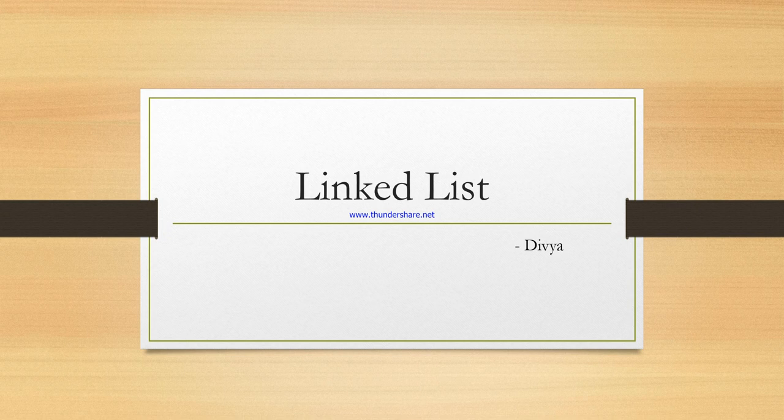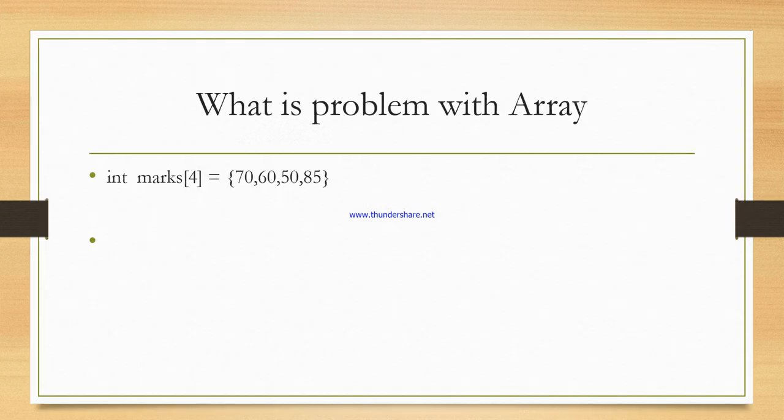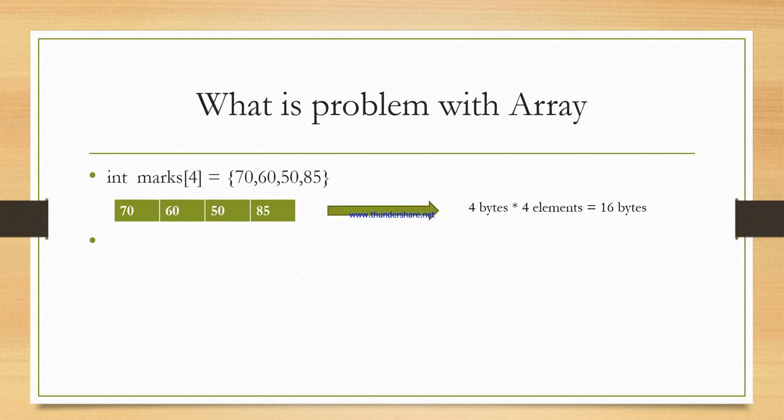Then what is the problem with an array data structure? In this slide, I declared an integer array called marks with values 70, 60, 50, 85. We know the integer array will allocate the memory sequentially. So like 70, 60, 50, 85, the memory will be allocated sequentially. For an integer, the memory allocated is 4 bytes, then 4 bytes with the 4 elements. So for this array, the memory allocated is 16 bytes.